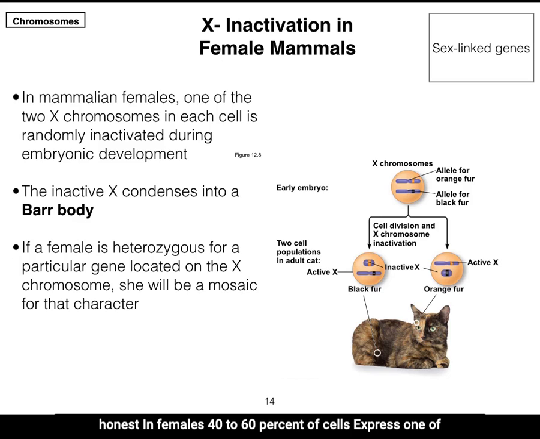In females, 40 to 60% of cells express one of the X chromosomes, and in the other cells, the other X chromosome is expressed. The determination of which X chromosome is expressed in which cell is regulated by a gene called the Xist gene. The inactive X condenses into what is known as a bar body. If a female is heterozygote for a particular gene located on the X chromosome, she will be a mosaic for that character. A common example used for looking at X inactivation are calico cats.